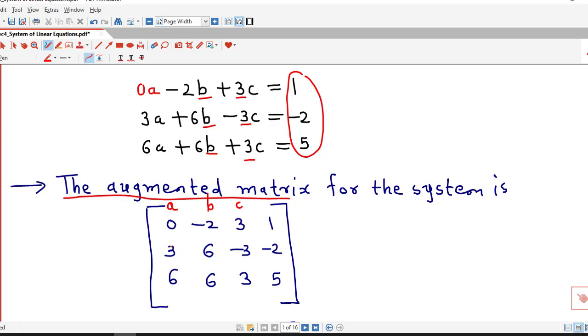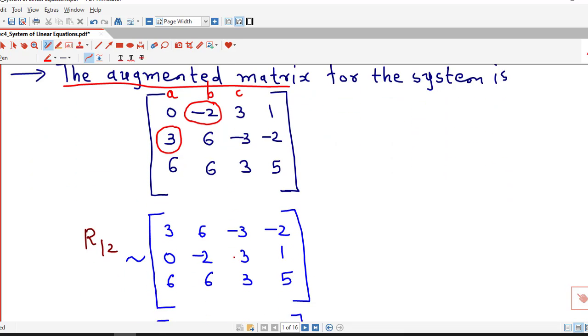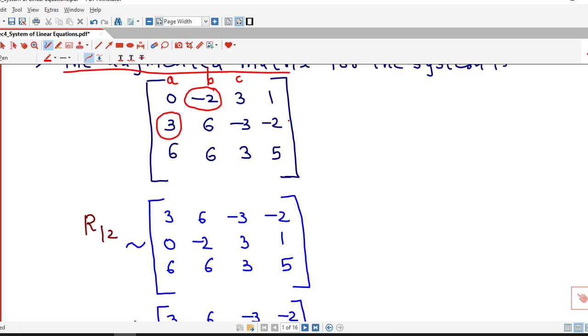We can see here the first non-zero entry of the second row is not to the right of the first non-zero entry of the first row. So we have to interchange the first row with either the second or third row. Here we interchange the first and second rows. So the second row is written in place of the first row and the first row is written in place of the second row. Now this is the first non-zero entry of the first row.